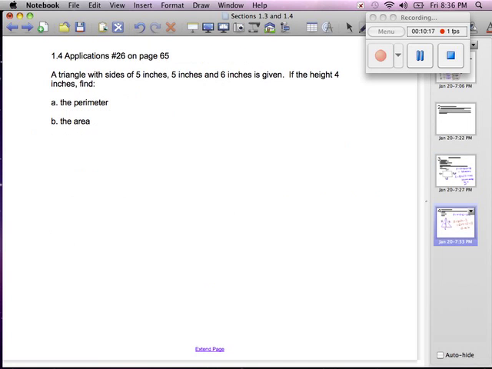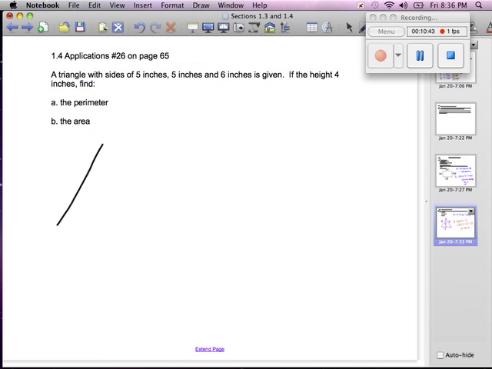And lastly, we have another perimeter and area problem. And I want to include this one because this is a very popular tricky problem for triangles. I'm going to explain what I mean after we read it. It's number 26 on page 65 from your book. A triangle with sides of 5 inches, 5 inches, and 6 inches is given. If the height is 4 inches, find the perimeter and find the area.